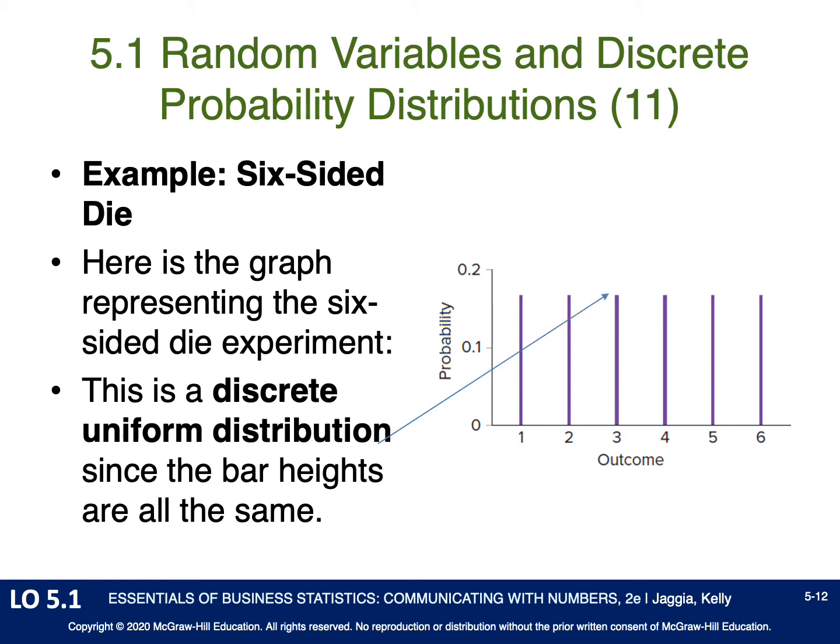So this is again a discrete uniform distribution because all of the bars are the same height, so that makes it a uniform distribution.